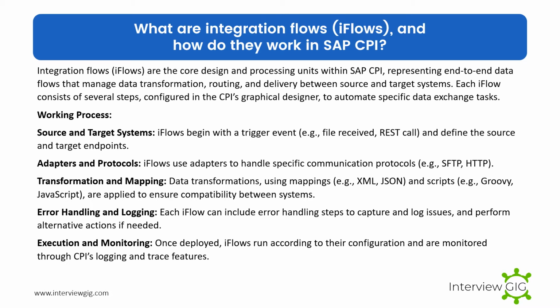iFlows begin with a trigger event, e.g., file received, REST call, and define the source and target endpoints. Adapters and protocols. iFlows use adapters to handle specific communication protocols, e.g., SFTP, HTTP. Transformation and mapping. Data transformations using mappings, e.g., XML, JSON, and scripts, e.g., Groovy, JavaScript, are applied to ensure compatibility between systems.